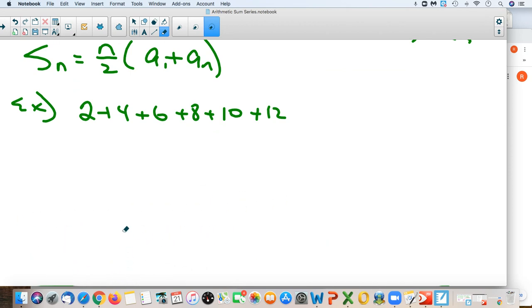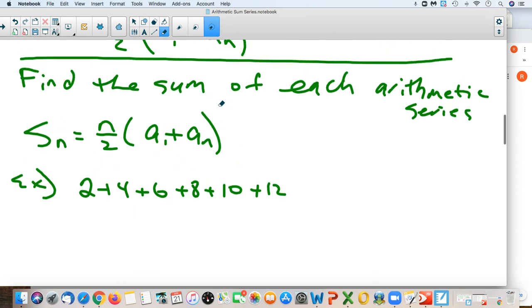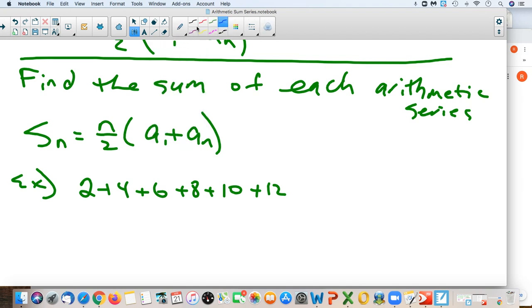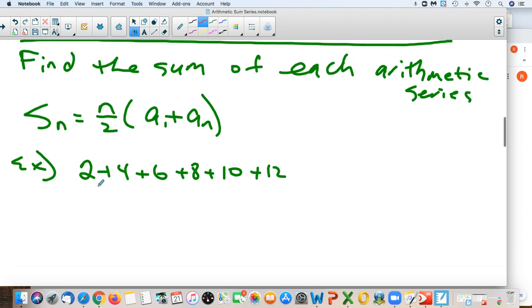Okay. So the directions here are to find the sum of each arithmetic series. So we're going to use the formula that finds the sum. Let's use pen and go with green ink, red ink. So how are we going to find the sum of 2 plus 4 plus 6 plus 8 plus 10 plus 12? Yes, I would probably use the calculator if this was on the SAT. But we're not going to use the calculator because I want to reinforce that it works.